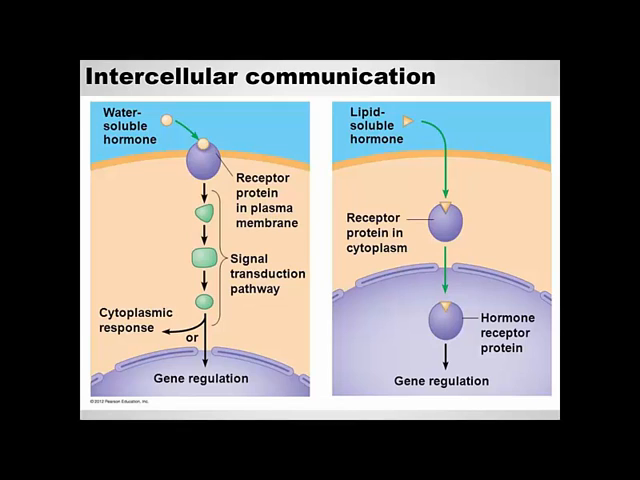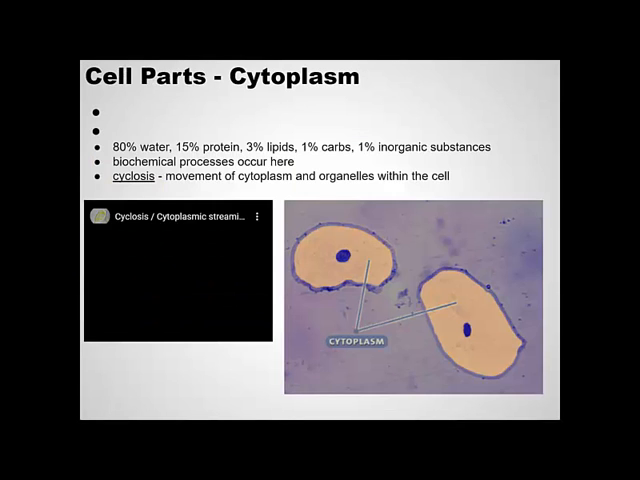But if a hormone is lipid soluble, it doesn't need this protein in the cell membrane. It can diffuse right in through the cell membrane, come into the cytoplasm, and then it can interact with special receptors in the cytoplasm or in the nucleus even, and have some effect there. So it depends on the type of hormone how it interacts.